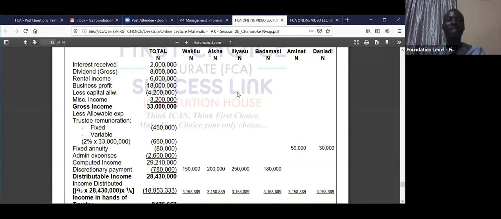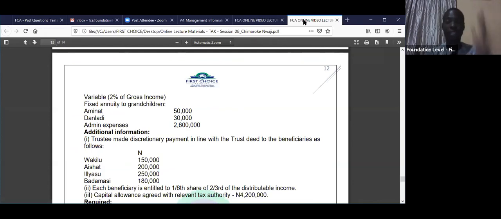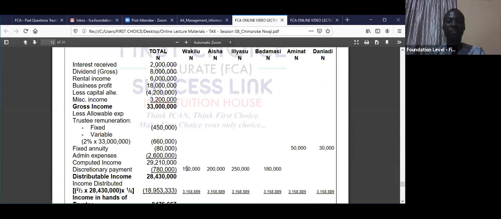Now, the next thing we do is discretionary payment. Our discretionary payment, so just follow the format as it is. Look at your discretionary payment, all of these. So you take them, see here, discretionary payment went to the four children in the sum of this. All right. If you add them together, you have 780. So you remove 780 from this figure, you have 28,430.